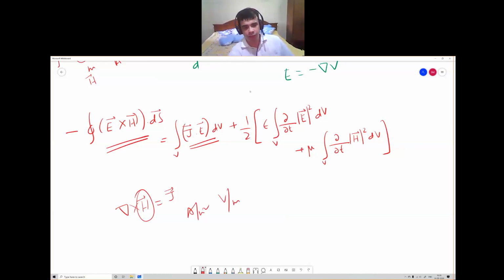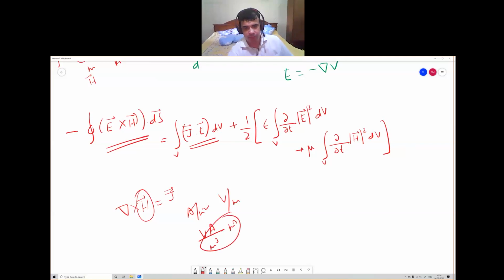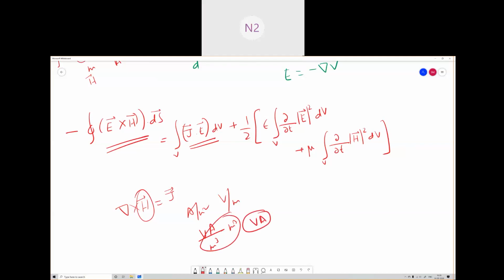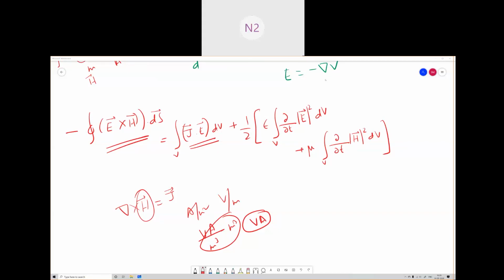So what is J dot E? Volts ampere per meter cube. And we are integrating it over the volume. So here we will get the dimension of volts into amperes, or voltage into current. So what is this? What can this represent?